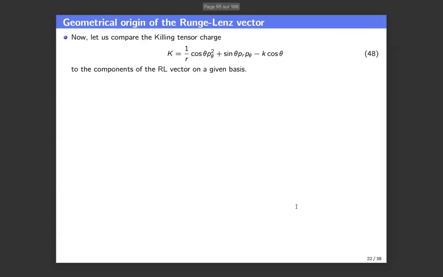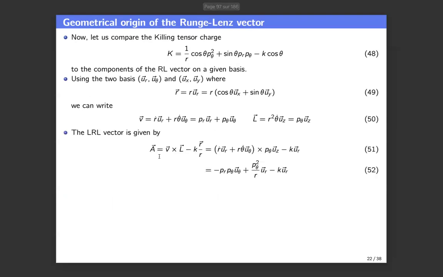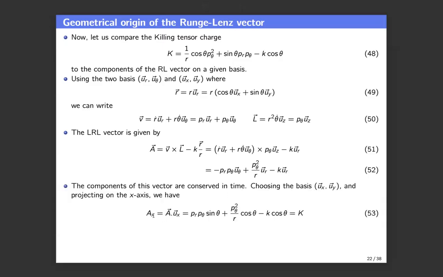So in order to see this, okay, we start from this guy that we just derived. You choose some basis, okay, you have this basis or this one in Cartesian coordinates. The Laplace-Runge-Lenz vector is defined by this, and you can write it in different bases. And now if you compute the component of the Laplace-Runge-Lenz vector on a given direction, like in this case u_x, you just end up with this, which is nothing else than the K that we just derived.